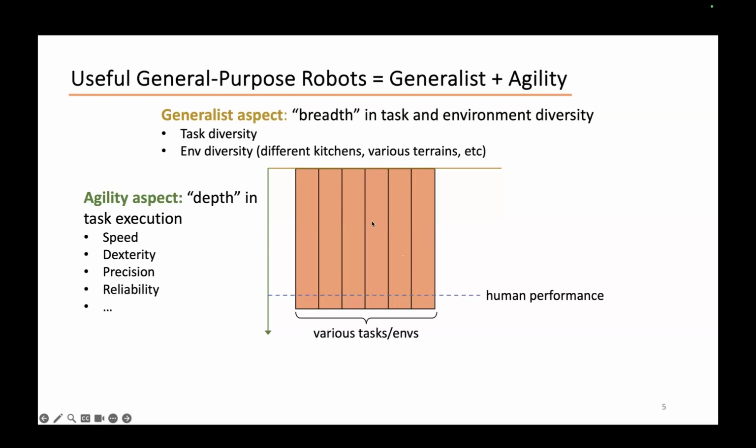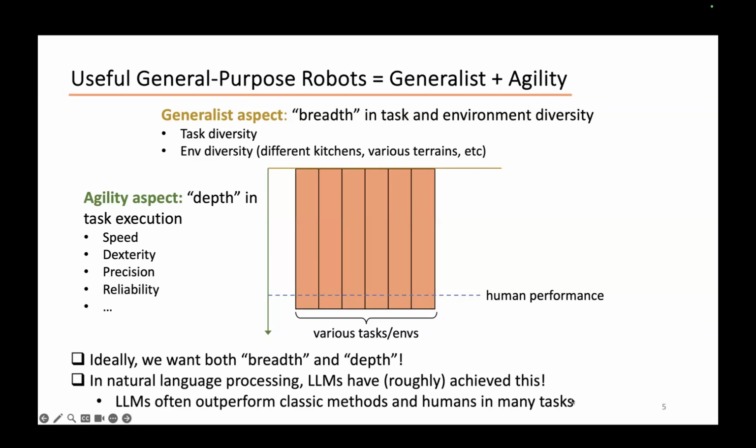So ideally, we want something like this plot here, right? We want a robot that can do many, many different things in many, many different environments, all better than human performance in terms of agility. The blue dashed line here is human performance. It sounds very hard because we want to boost both breadth and depth. But an interesting fact is that in other communities, especially natural language processing, large language models have roughly achieved this already. If you think about large language models, a single model, a single neural network, can outperform classic methods and humans in many different tasks simultaneously, right?